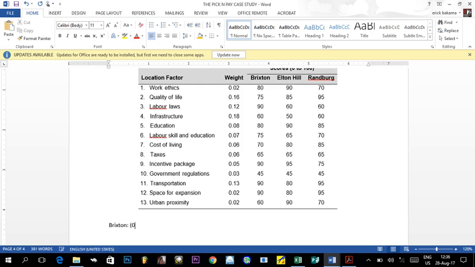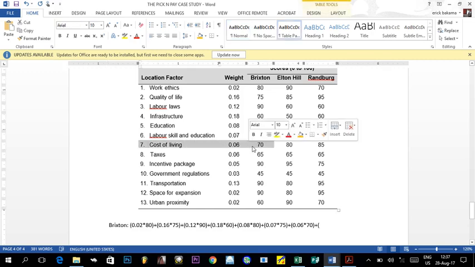Now when it comes, for example, to Brixton, what we do is take the weight of 0.02 that we multiply by 80, plus 0.16 that we multiply by 75, plus 0.12 that we multiply by 90, plus 0.18 that we multiply by 60, plus 0.08 that we multiply by 80, plus 0.07 that we multiply by 75, plus 0.06 that we multiply by 70. The factor that we've been doing so far is cost of living, and that goes with Brixton.